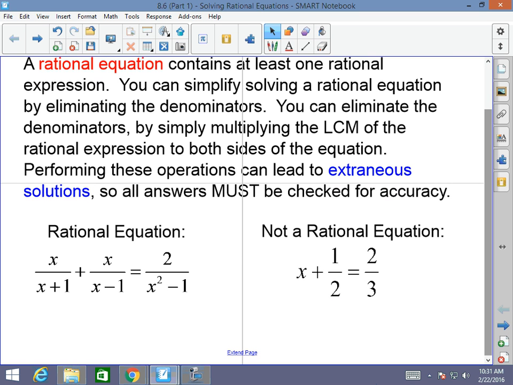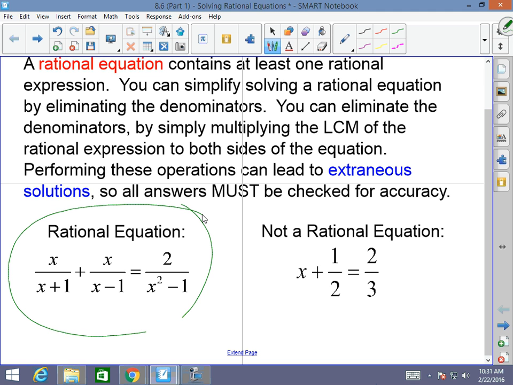Okay, now, I just gave you two little examples here. A rational equation right here on the left. I have variables in the denominator, okay? And then not a rational equation. This is just a one variable equation. There's fractions, but there are not any variables in the denominator.